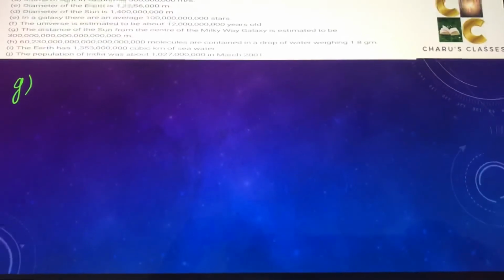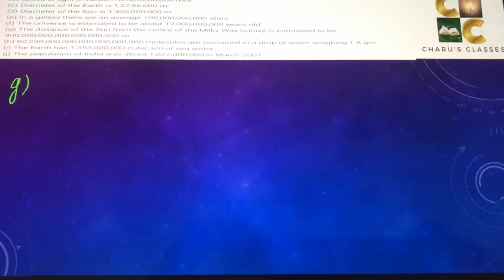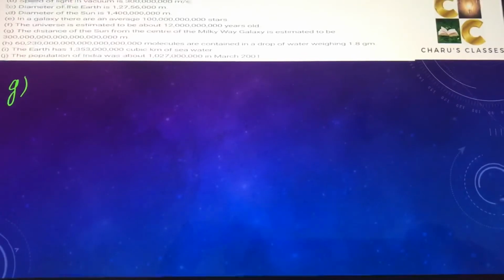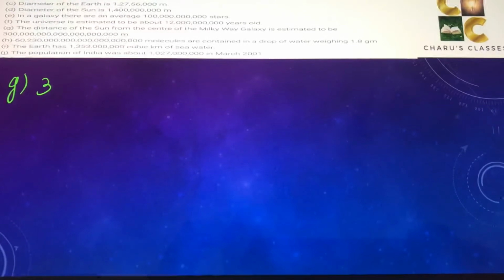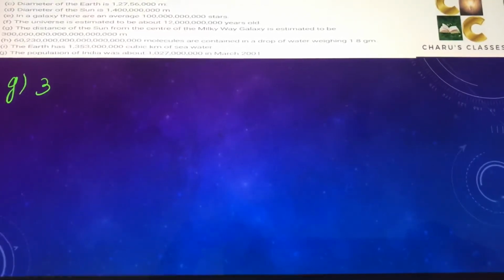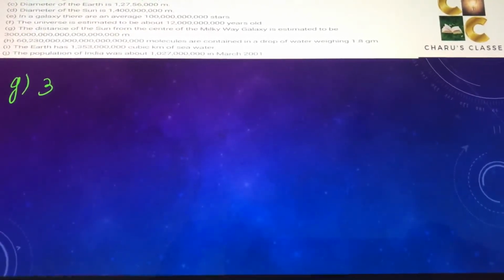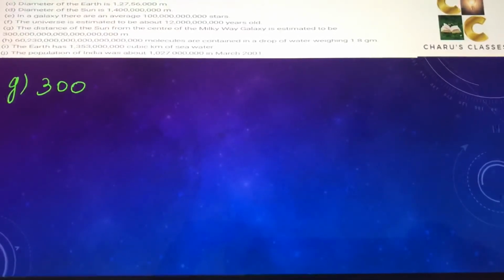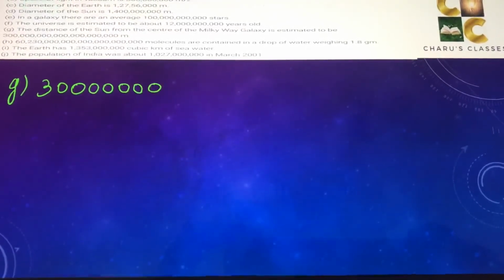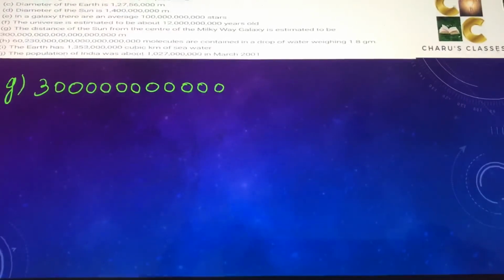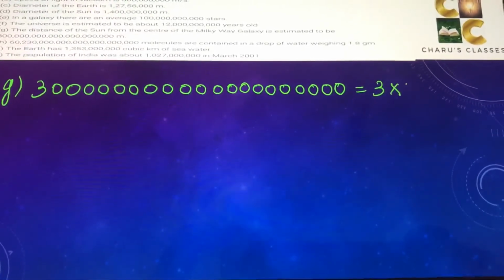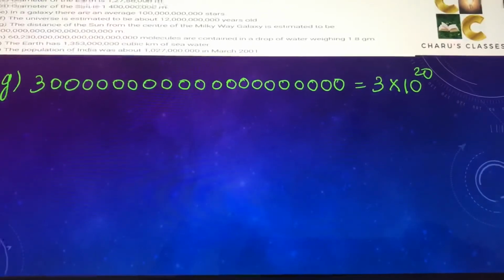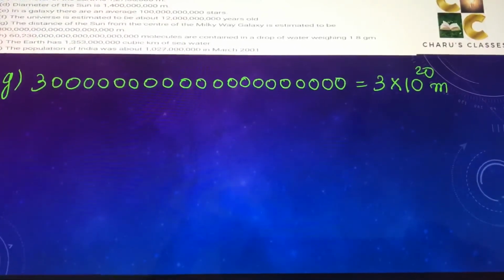G part. The distance of Sun from the center of the Milky Way galaxy is estimated to be 3 followed by 20 zeros. In these questions one thing has to be done very carefully: we have to count the zeros very carefully, otherwise we all tend to make mistakes there. 1 2 3 4 5 6 7 8 9 10 11 12 13 14 15 16 17 18 19 20. This brings us to 3 into 10 to the power 20 meters.